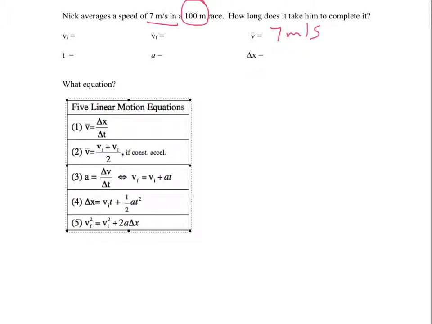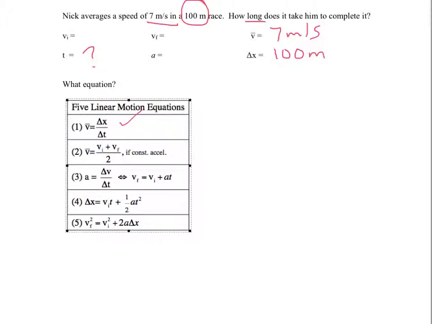Again, remember M stands for meters, not minutes. So that means the distance he's going to run is 100 meters. How long does it take him to complete it? We are looking for time. So we need to find an equation that has these three variables, and what do you know? It's the first one. So we have all those, so now we can start plugging in.